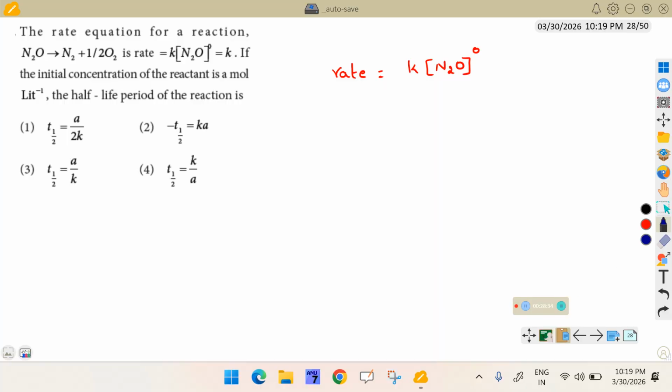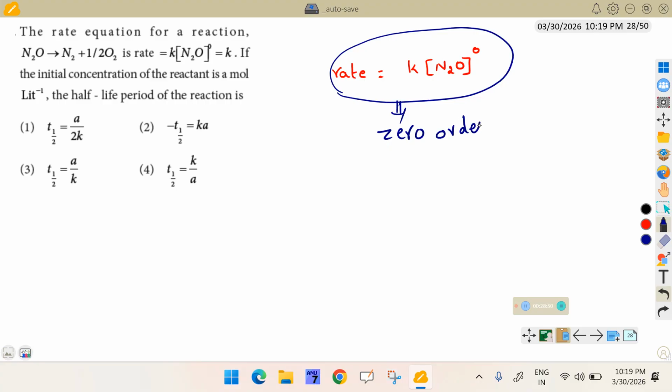The rate equation for a reaction N2O gives rise to N2 plus half O2 is rate is equal to K into N2O whole power 0. Based on this, this is a zero order reaction. For zero order reaction, half-life time t half is equal to R0 by 2K. If R0 value is equal to A, then t half is equal to A by 2K.